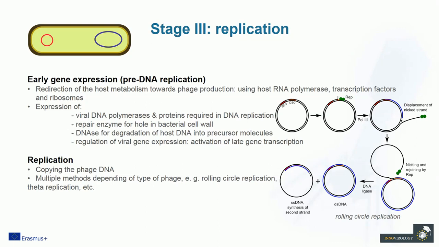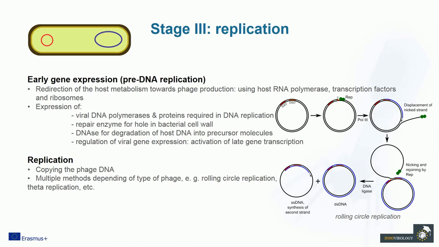In the third stage of the infection cycle, the injected phage DNA is replicated. Prior to DNA replication, the host metabolism is redirected towards phage production. The host RNA polymerase, transcription factors, and ribosomes are used to express the early genes of the phage genome, producing, among others, a repair enzyme to reconstruct the bacterial cell wall, and viral DNA polymerases and proteins required for DNA replication. Furthermore, a DNase for the degradation of host DNA into precursor molecules is expressed.